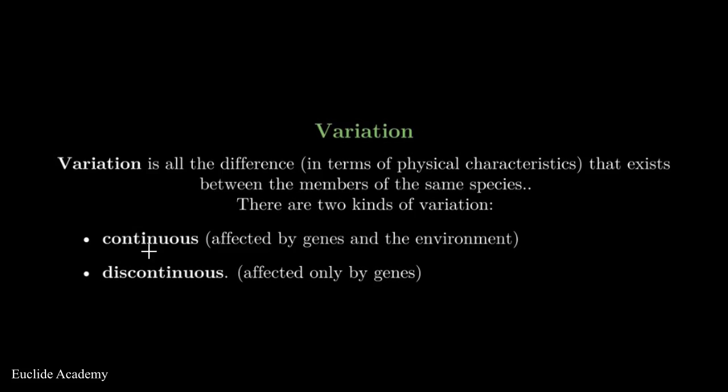We can group variations into two. There are two kinds of variation: continuous variation and discontinuous variation. Now, what is a continuous variation? A continuous variation is one which is affected by genes and the environment. So two things there: genes and the environment.